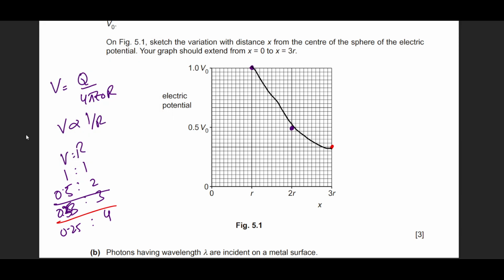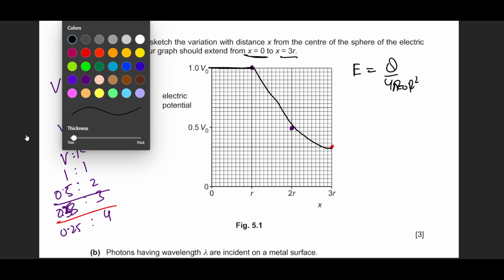But what about before 0? He says draw the graph from x0 to a 3. The potential inside the sphere is actually constant. If it had been a graph of electric field, that would have been 0 for electric field, and it would have been much steeper, because the electric field is equal to Q by 4 pi epsilon naught R square, right? So its graph is actually being squared at every point.